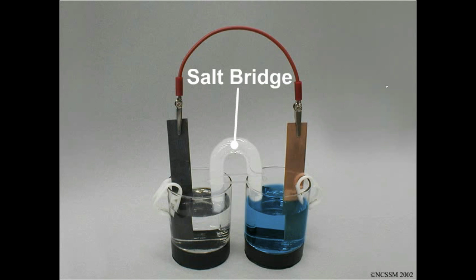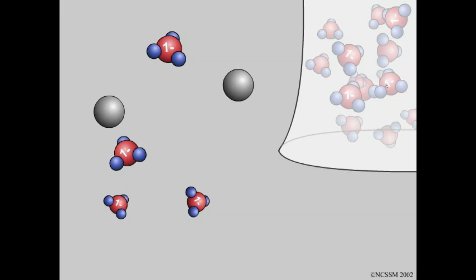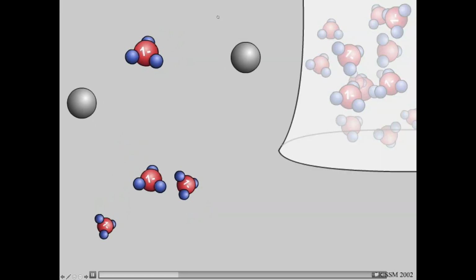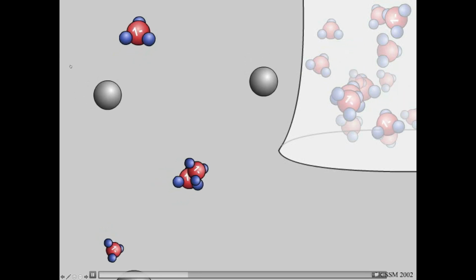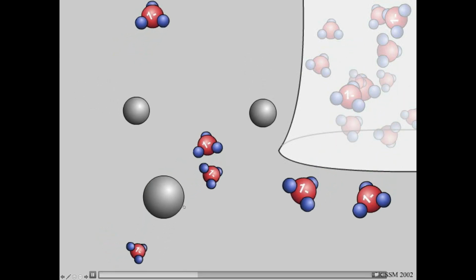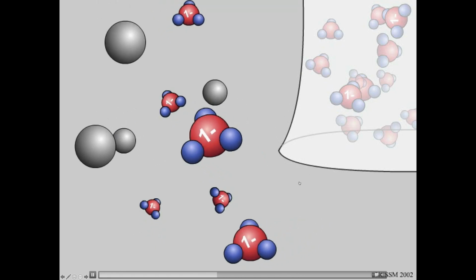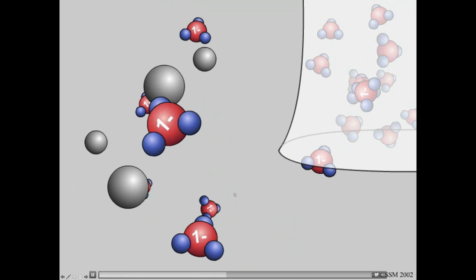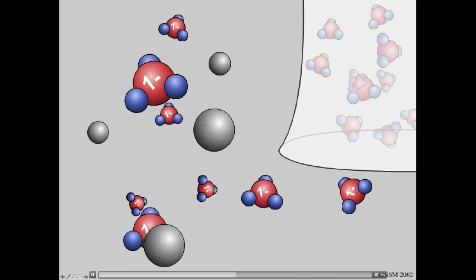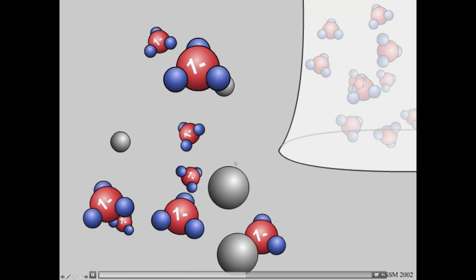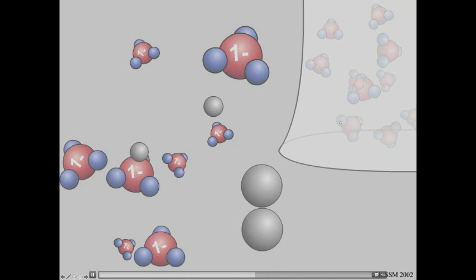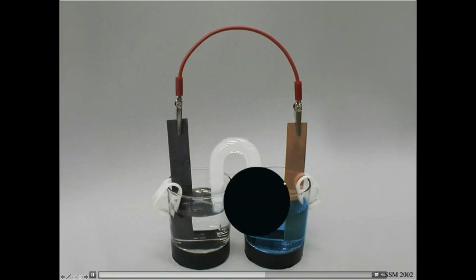So if we zoom in, the salt bridge maintaining electrical neutrality, if we zoom into the anode side, remember, on the anode, positive zinc ions come into solution. So negative ions from the salt bridge come out to cancel out the excess charge. So for every zinc ion that comes in, positive 2, negative 2 worth of charge has to come through.